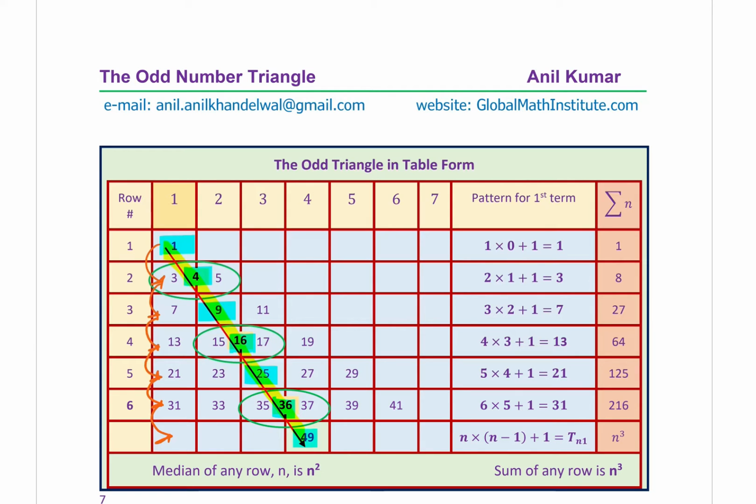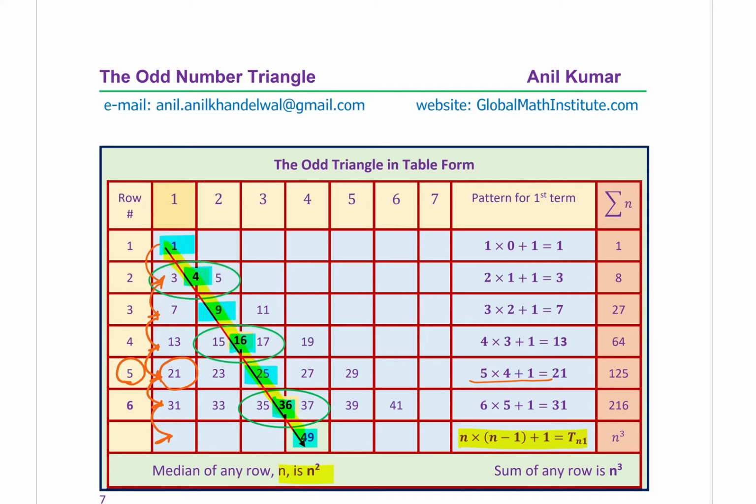Well, this pattern is like 1 times 0 plus 1 is 1. 2 times 1 plus 1 is 3. 3 times 2 plus 1 is 7. 4 times 3 plus 1 is 13. So you're getting the first term by multiplying the row number with 1 less than the row number and then by adding 1. So that becomes our rule. And the rule therefore is n times n minus 1 plus 1 is the first term for each row in odd number triangle.